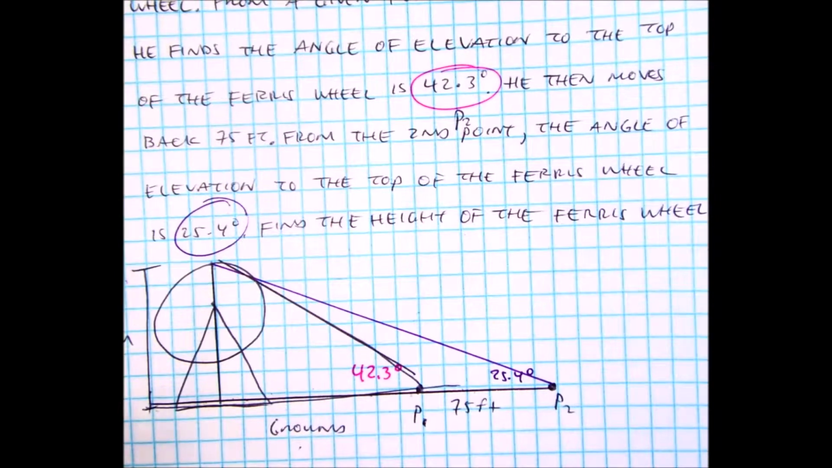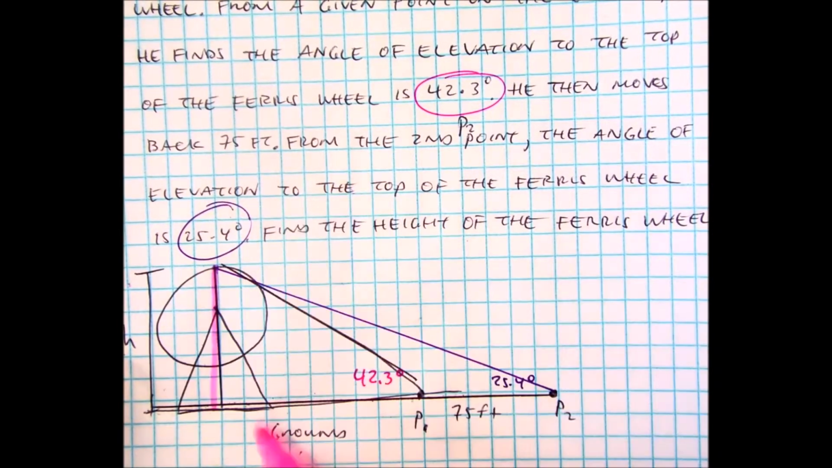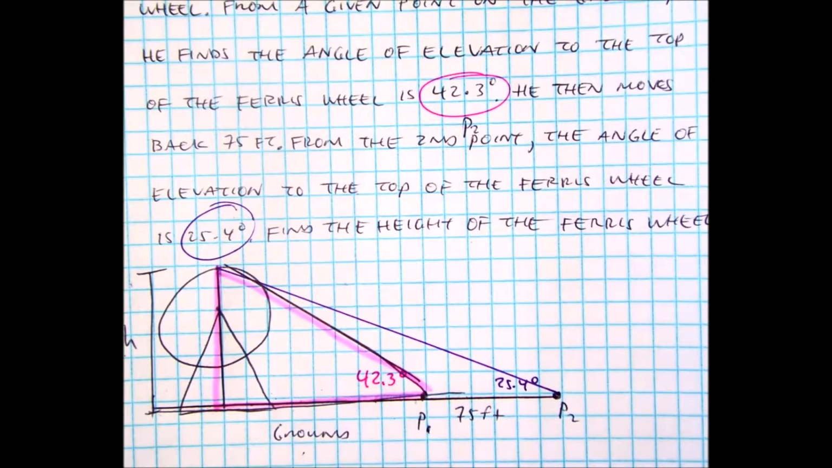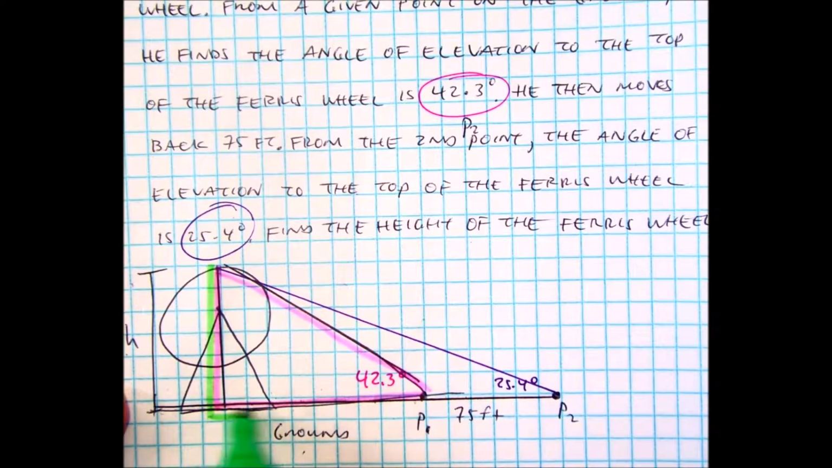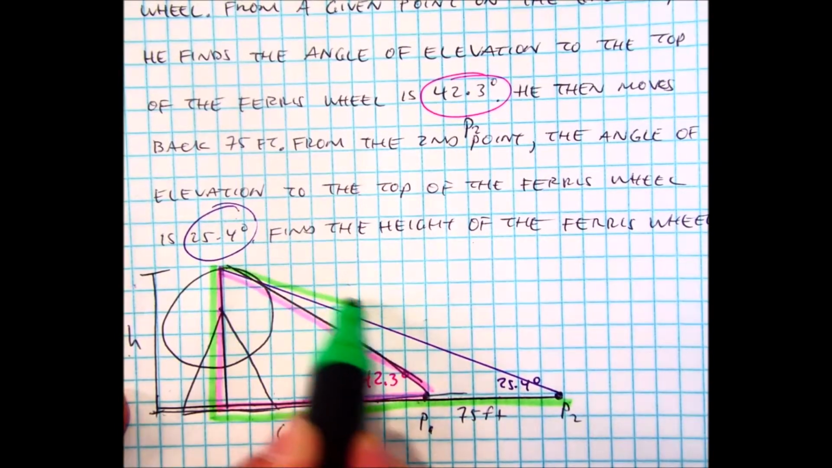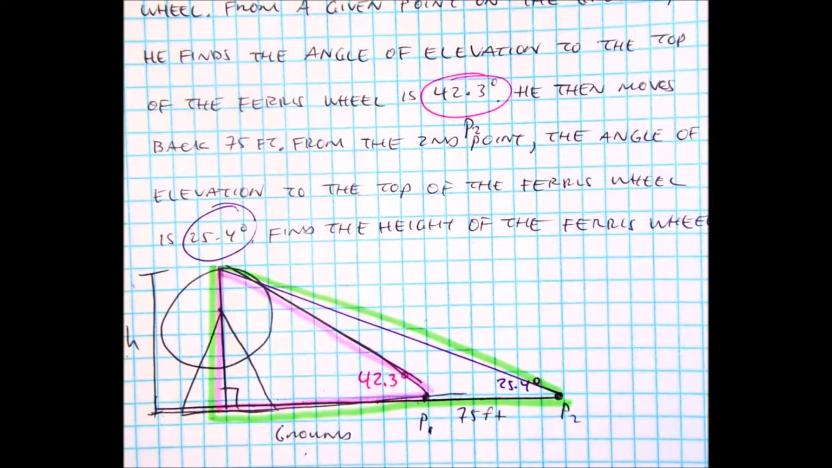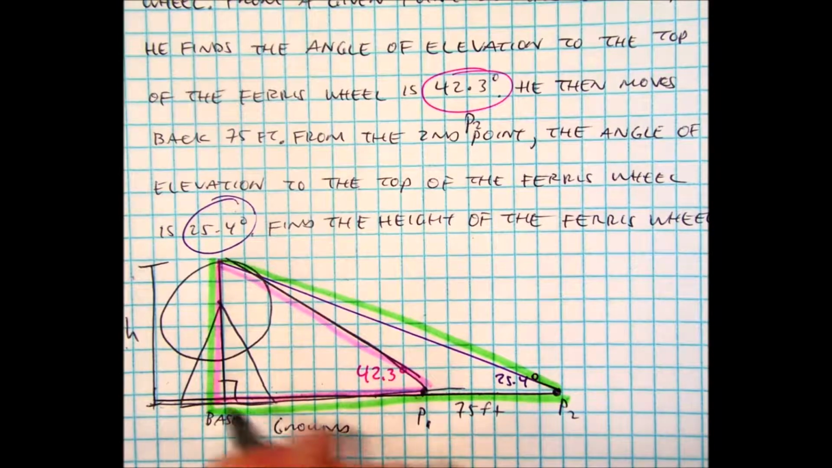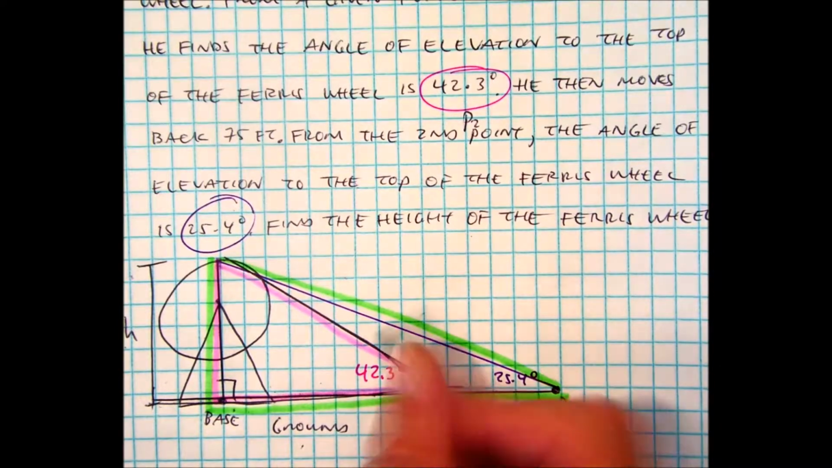Alright, as we think about this problem, I see two triangles, a smaller triangle. I'll call it the pink triangle. And then a green triangle. That includes the second point. And they're both right triangles. So something we do not know is from the base of the Ferris wheel to point number 1. That's an unknown, so I'm going to call that x.